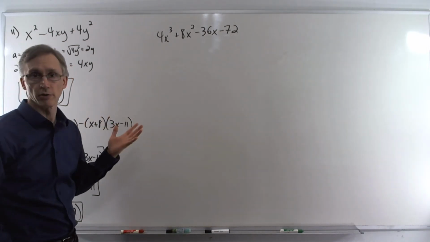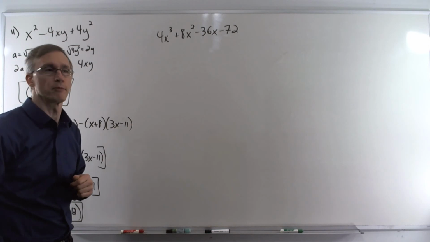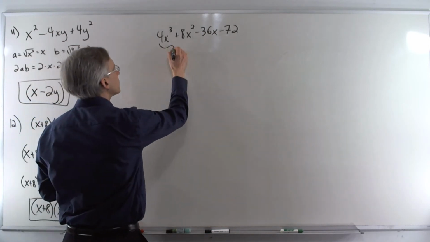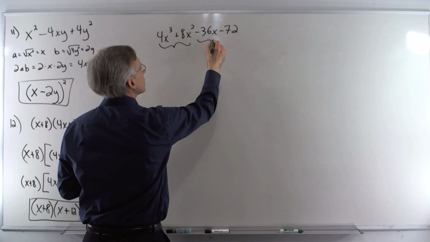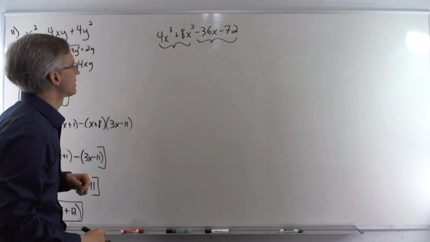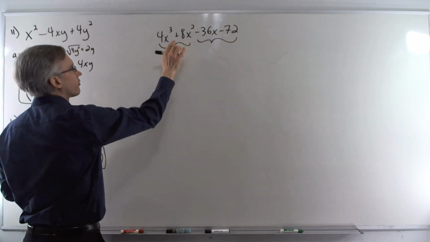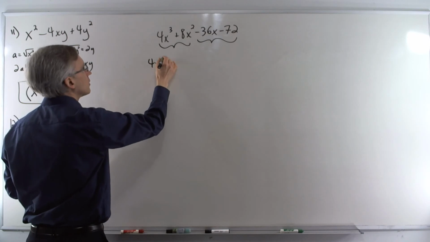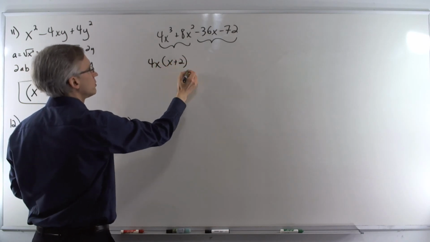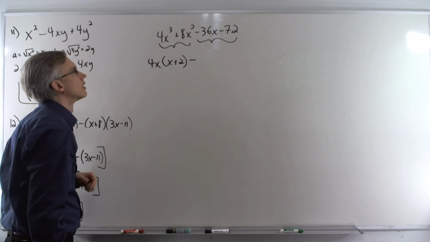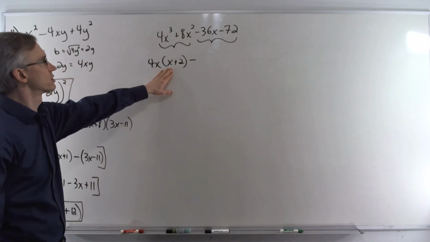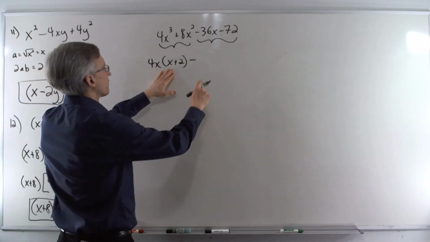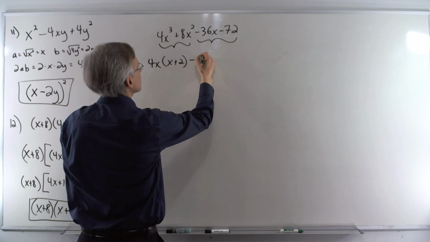So we've got a 4-term polynomial. That means factoring by grouping. Doing 2 at a time. Here we can factor out 4x to get x plus 2. And now we need to match the x plus 2, so we can factor out 36, or negative 36.